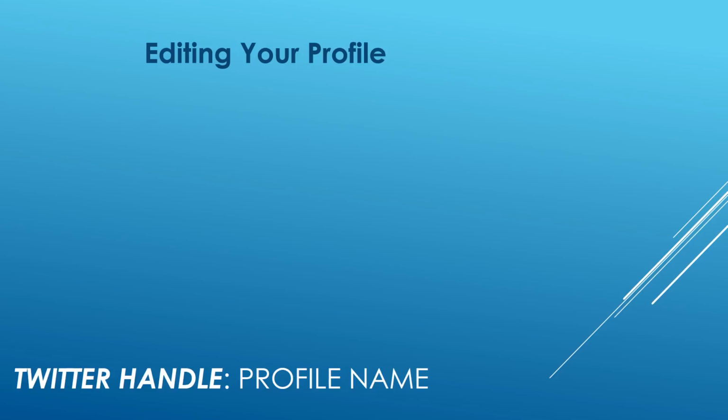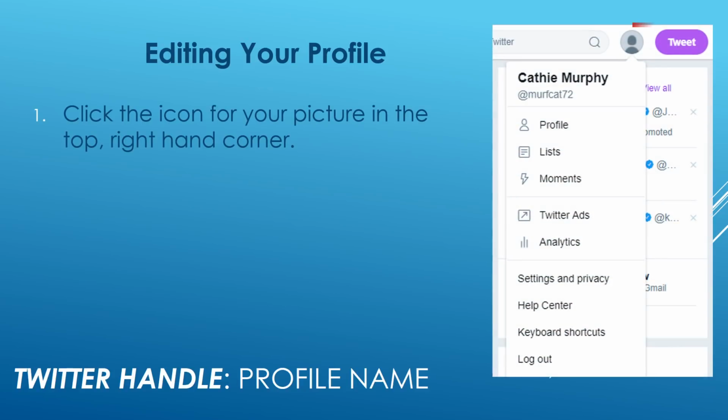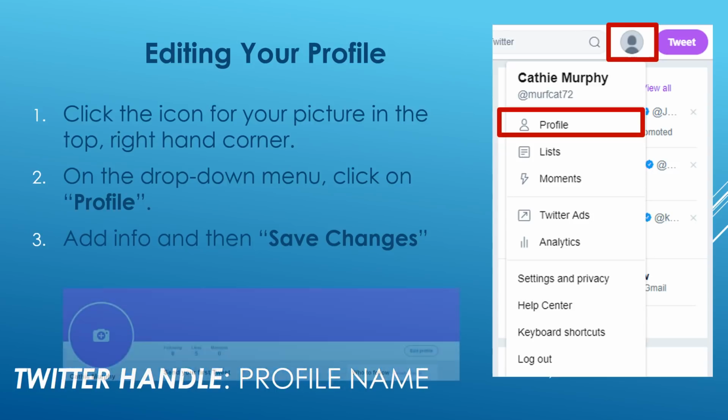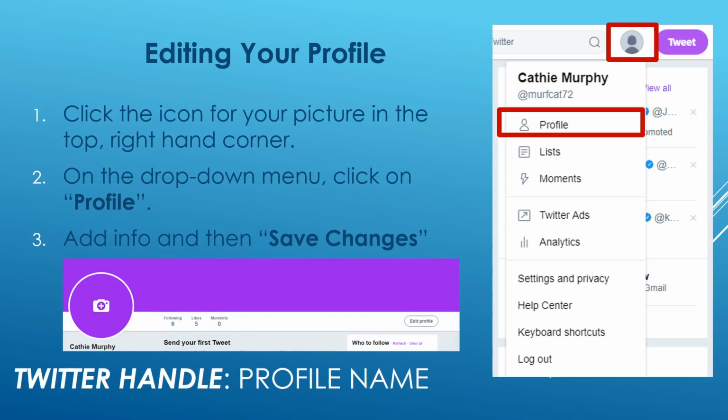Editing your profile. When they talk about a Twitter handle, they're talking about your profile name. So the first step is to go in and create your profile. If you go to your picture icon in the top right-hand corner and select it, you can click on profile. On the profile drop-down menu, it will open up and you will be able to add information, and then always make sure you save your changes.